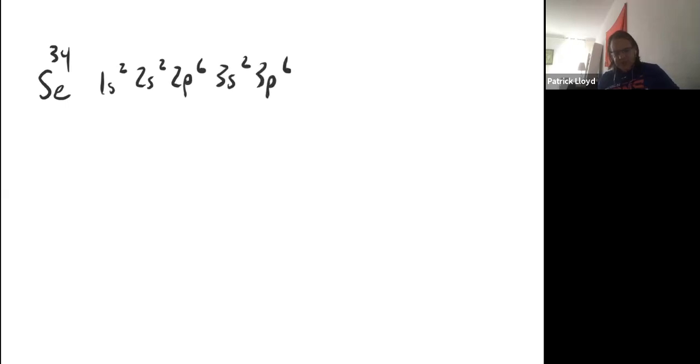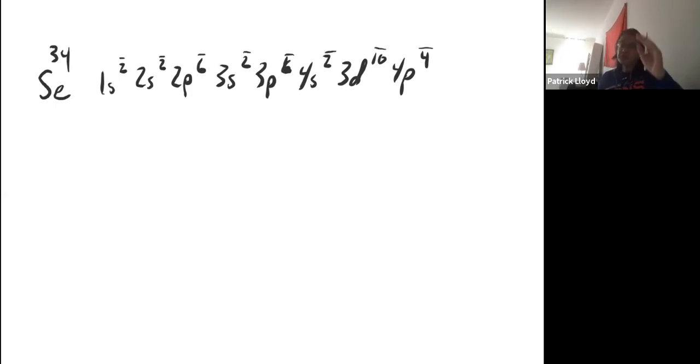Let's try a non-metal. I'm going to do sulfur. Actually, let's do selenium. Selenium is element 34, right? So 1s2, 2s2, 2p6, 3s2, 3p6, 4s2, 3d10, 4p4. Okay, you check that. I might have made a mistake on it. Let's check it. It should add up to 34 electrons. So you add the superscripts: 2, 4, 10, 12, 18, that's a 6, 20, 30, 34. So we've got 34 electrons.